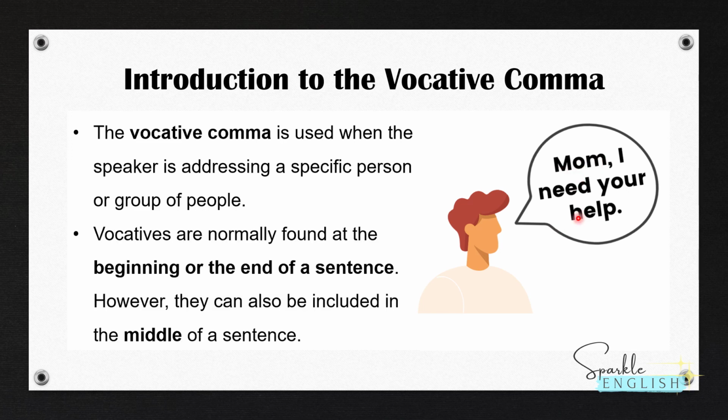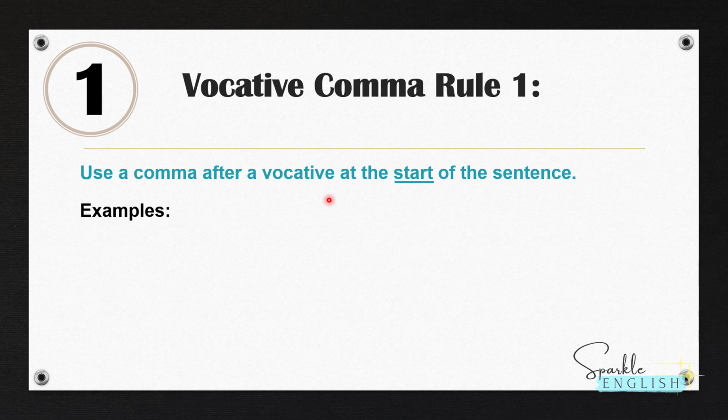Vocatives are normally found at the beginning or the end of a sentence. However, they can also be included in the middle of a sentence. So we're going to discuss the 3 rules when we use the vocative comma, with examples of how we use it in each case. Rule number 1, use a comma after a vocative at the start of a sentence.